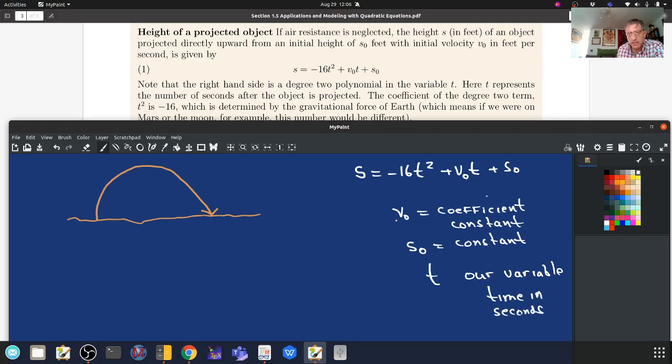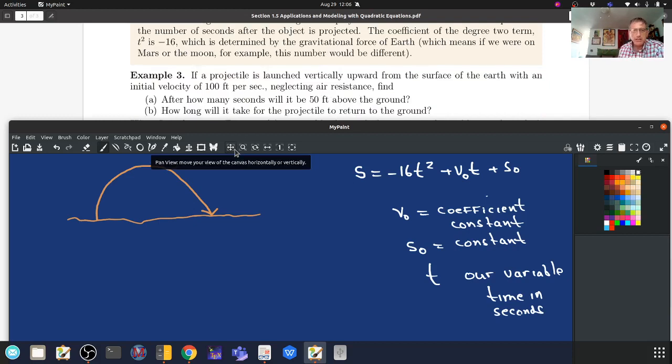So once you've been given the coefficient v naught, and it's given to you in the problem, and the constant s naught, and it tells you up there what they are, then you can find the height s by plugging in seconds. So I want to know the height after 0 seconds. Well, it will be a certain value. So that's what we're going to be using.